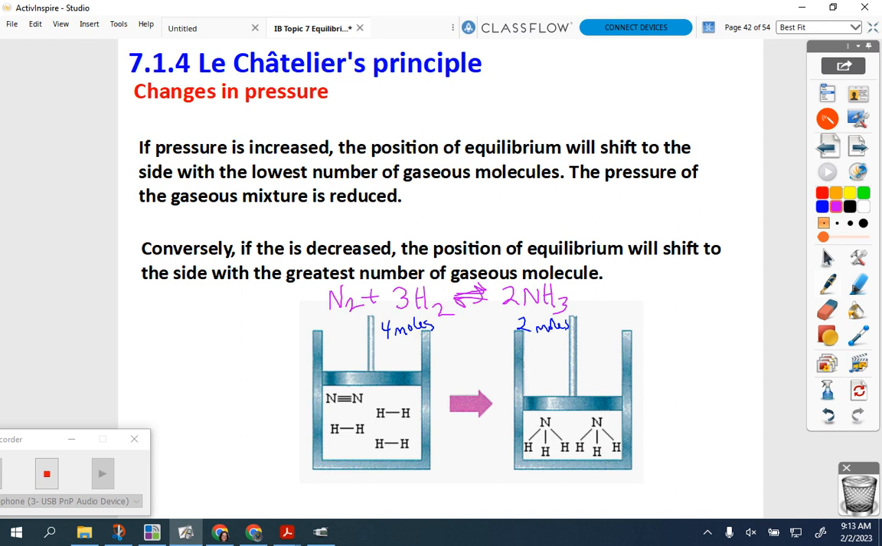Yes, you would also increase the rate of reaction by increasing the pressure. So if you decrease the pressure, you would drive it to the left, and I guess your reaction rate would also go down.